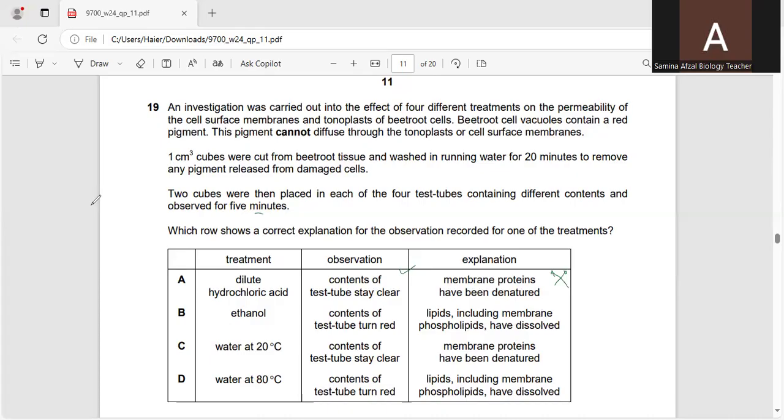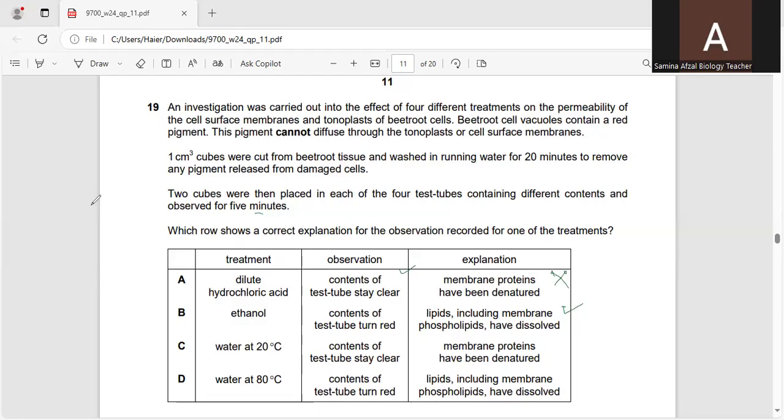Ethanol. Contents of test tube turn red. Yes, turn red because the lipids, including membrane phospholipids, have dissolved. It can be a correct option because ethanol, you can say, it helps to dissolve the lipids. So it is used for the identification of lipids. So it can dissolve the lipids into it. So we can say that it can be a correct option.